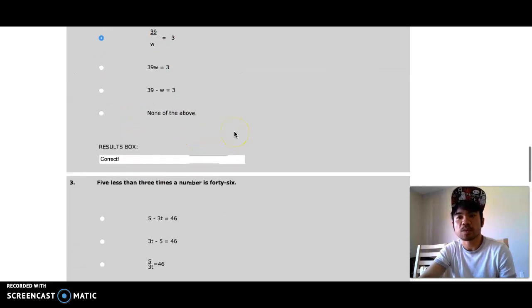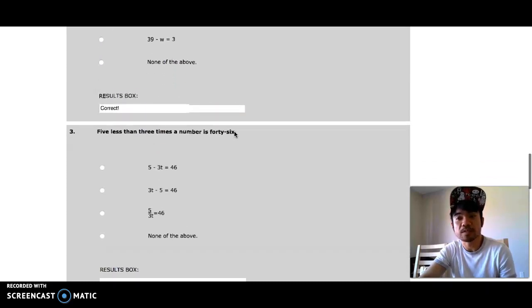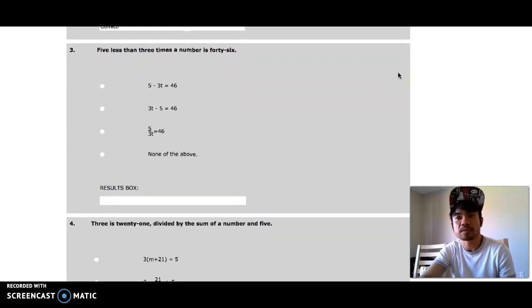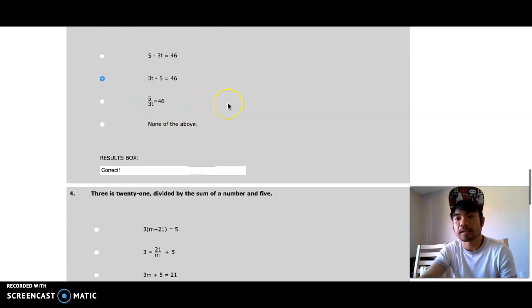Yes. This one, 5 less than 3 times a number is 46. Is it going to be 5 minus 3t, or is it the opposite? Again, please don't read this literally. 5 less than. So it's supposed to be 3t minus 5 equals 46. And I am correct. All right.